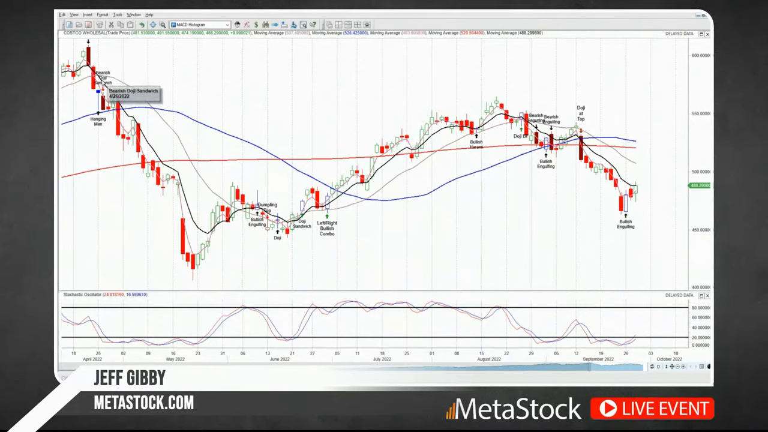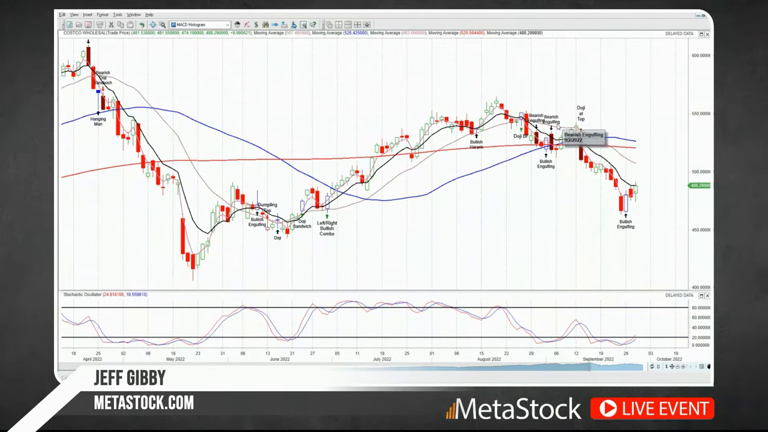Right here, you had a bearish doji sandwich, followed by a nice significant move down, had a dumpling top here, a doji sandwich. You'll notice that all of these patterns on that screen are automatically identified for you. You don't have to do anything. All the moving averages are on there. The stochastics with the 12-3-3 settings are on there as well. They're all just pointed out for you.